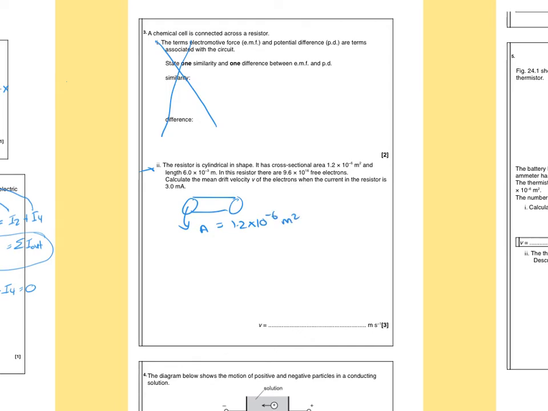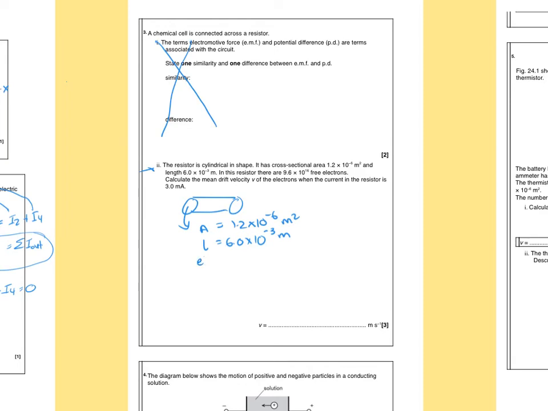Once again, don't forget, this is a question, so you need to look at the clues within the question and list them, write them down. It will make it much simpler for you. You also know the length, which is 6.0 times 10 to the minus 3 meters. In this resistor, there are 9.6 times 10 to the 16 free electrons.